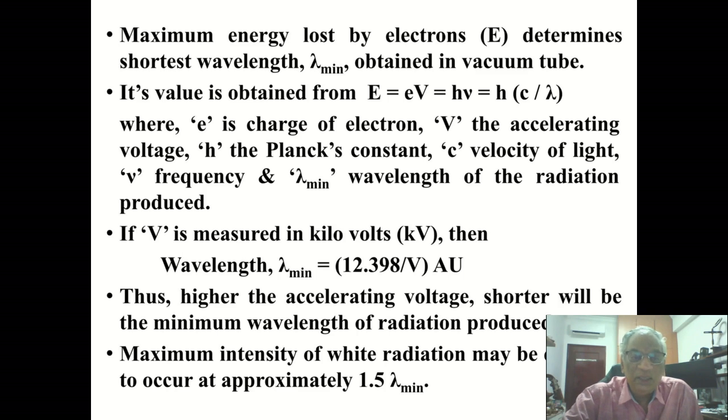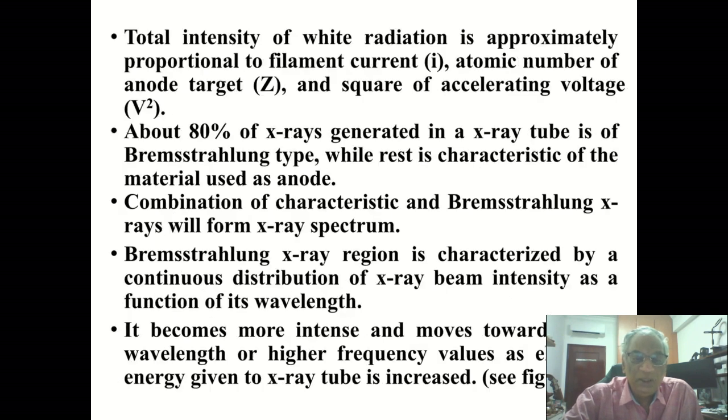Thus, higher the accelerating voltage, shorter will be the minimum wavelength of radiation produced. And the maximum intensity of white radiation may be expected to occur at approximately 1.5 λ minimum. You can see the variation of the intensity as a function of wavelength in the slide shown shortly. The total intensity of white radiation is approximately proportional to the filament current measured in milliamperes, the atomic number of the anode target material Z, and the square of the accelerating voltage, that is V squared.